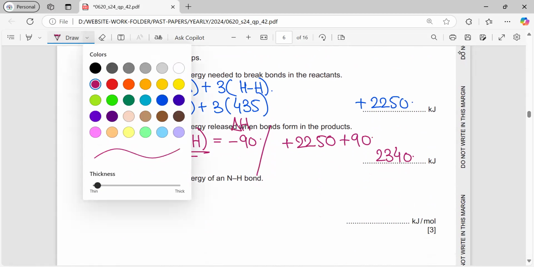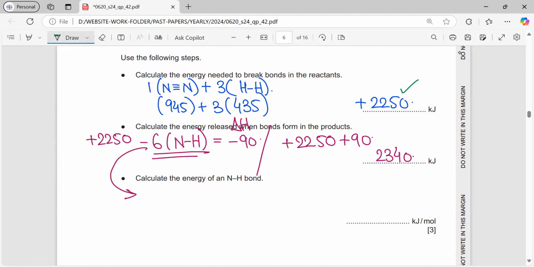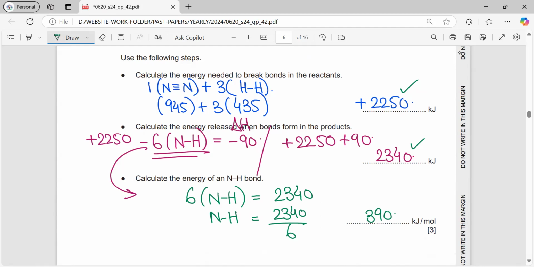Now, we got the reactants and we got the product also. Now we can calculate 6 N-H. For 6 N-H, the bond energy is 2340. To calculate it for 1 N-H, we'll divide it by 6. And we get the answer 390.